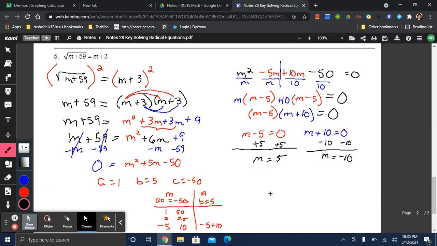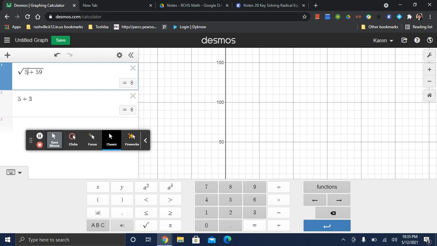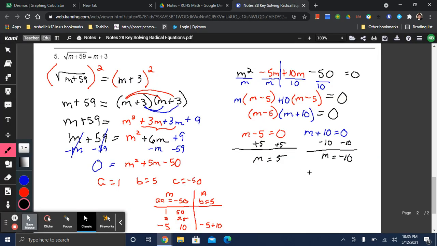Let's check the negative 10. So plugging in negative 10 plus 59, that square root gives us 7. And then we need to do negative 10 plus 3. That gives us negative 7. These two are not the same. And so the negative 10 does not check.